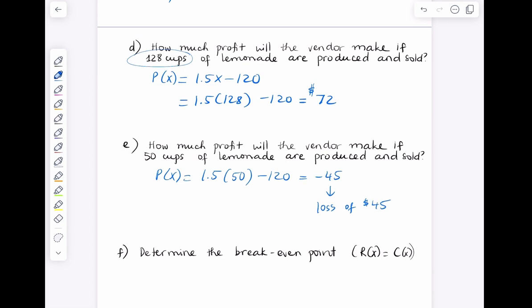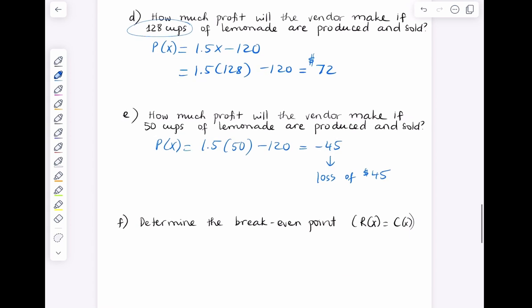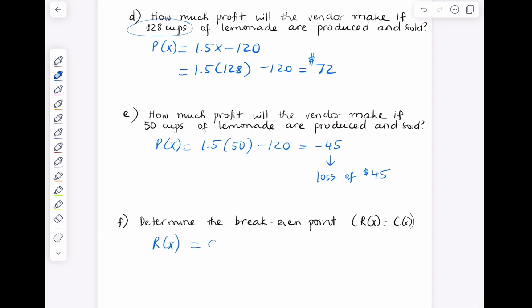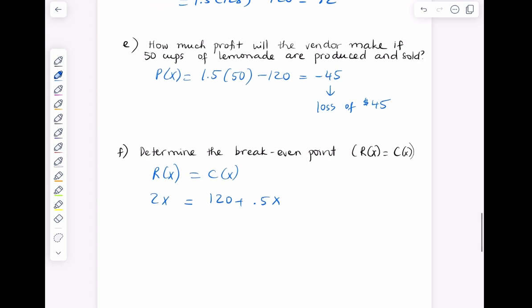So how does he break even? Determine the break-even point where revenue is equal to cost. Break-even point means the profit would equal 0. So we set the two equal to each other. Revenue function is 2x equals the cost function we found from part A, which is 120 plus 0.5x. So let's solve for x.